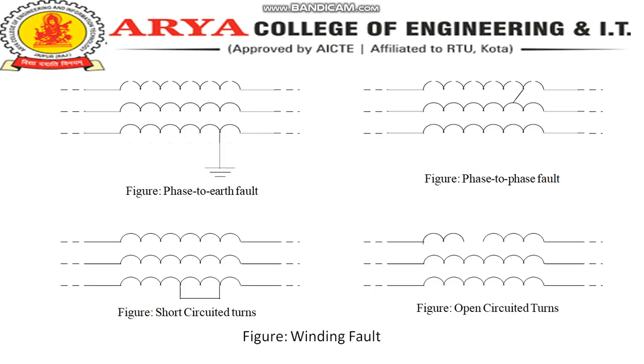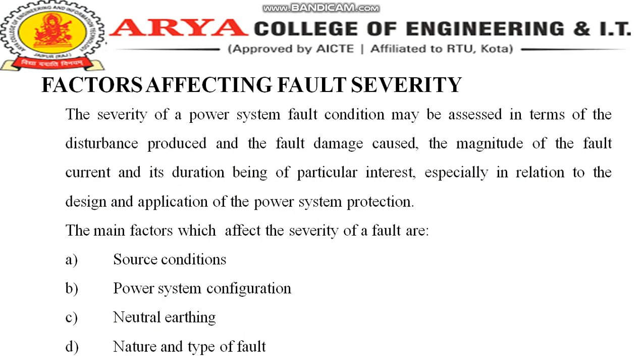These are the basic diagrams of winding fault, where the first diagram shows the phase to earth fault, the second diagram shows the phase to phase fault, the third diagram shows the short circuited turns, and the fourth diagram shows the open circuited turns, as shown in the figure. The factors affecting the fault severity.